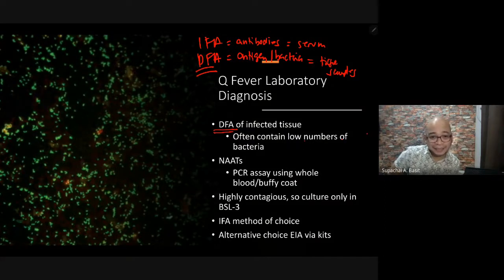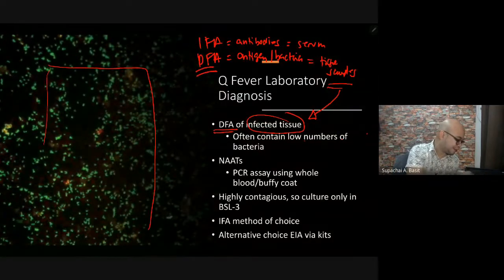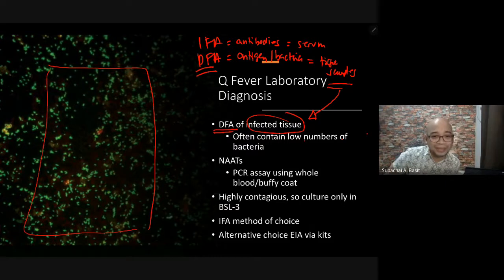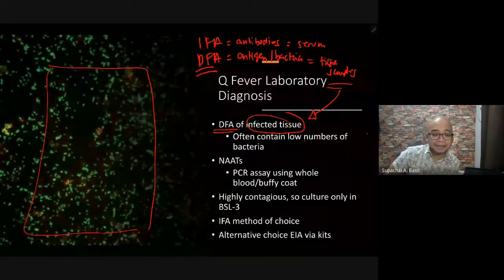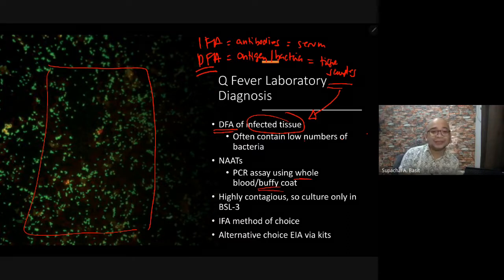And since it is a direct fluorescent assay, infected tissue samples are considered to be the specimen, and you'll be able to see now specimen or bacteria that can glow in the dark. Okay? So nucleic acid amplification technique or PCR may also be used, but you have to use either whole blood or buffy coat. So culture is also dangerous. So culture only in biosafety level 3.